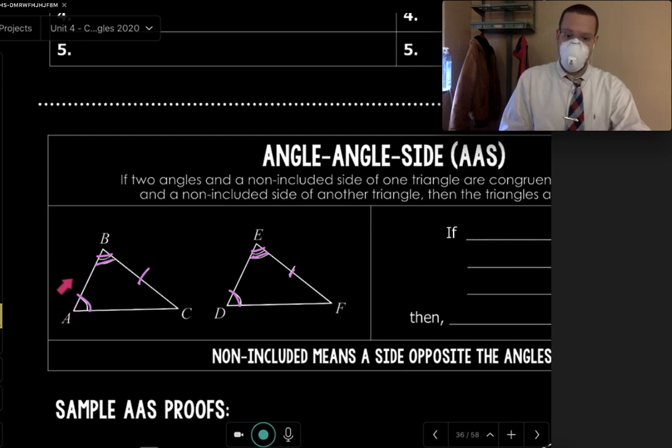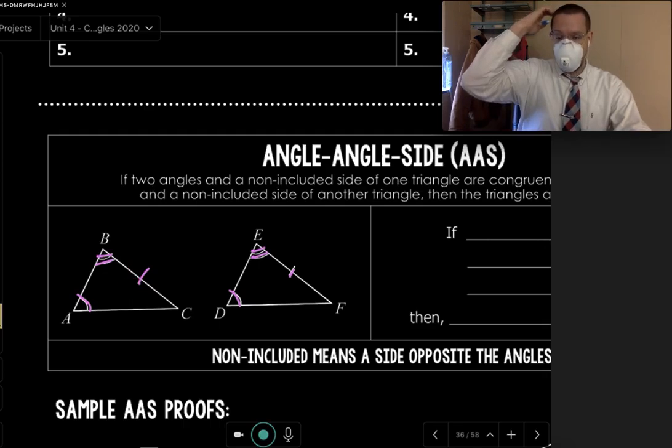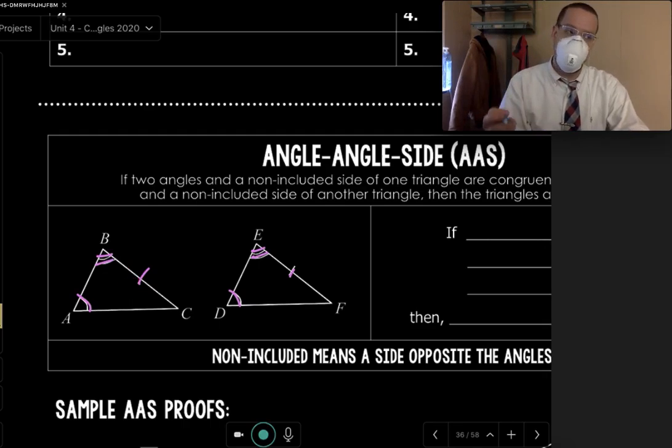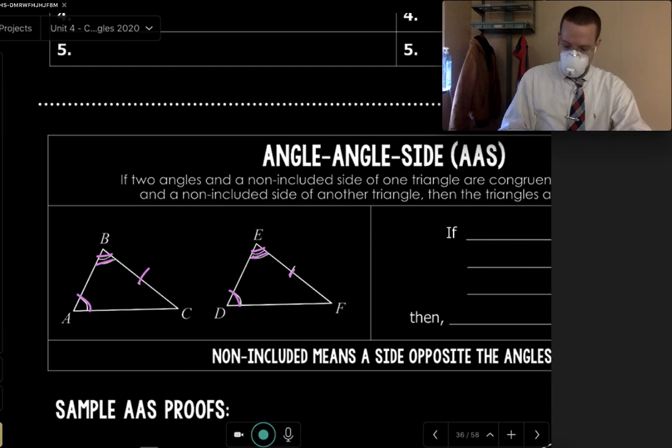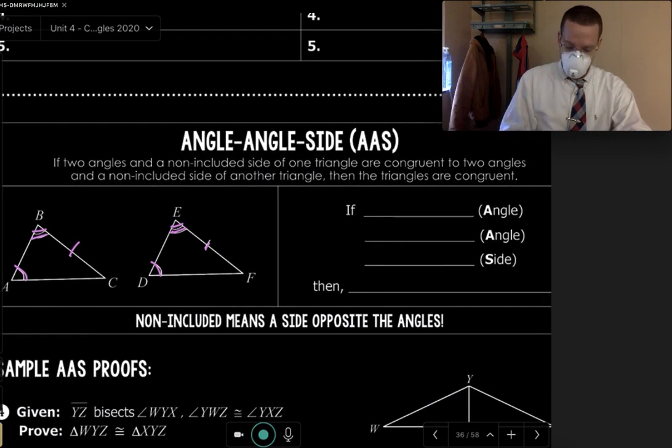So here I'm going from an angle, skipping a side, going to an angle, going right to a side. So you can skip one thing. You can't skip two things. If you skip two things, you've skipped too many things. That is a pun. Okay, so let's look at our congruency here.